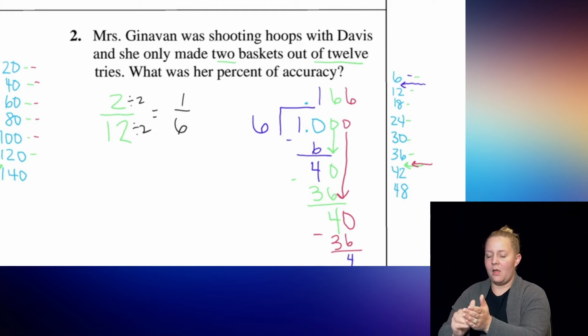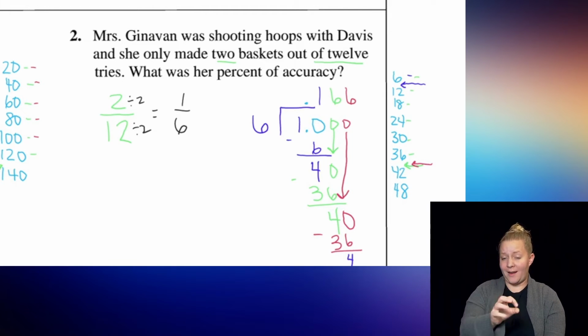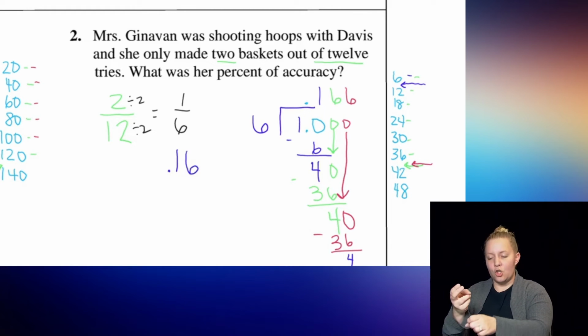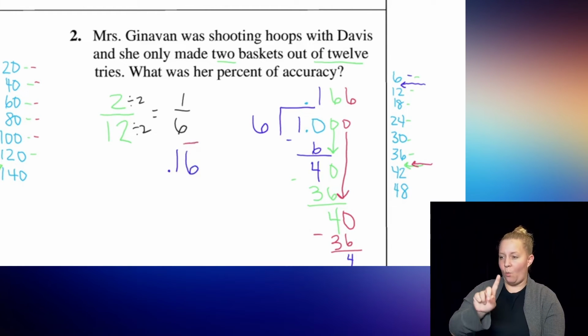So my original fraction was 2/12. My decimal, instead of writing 0.1666666 forever and ever and ever, you are instead going to write 0.1 and then 6, and that 6 is repeating. So go ahead and put that bar notation right here.